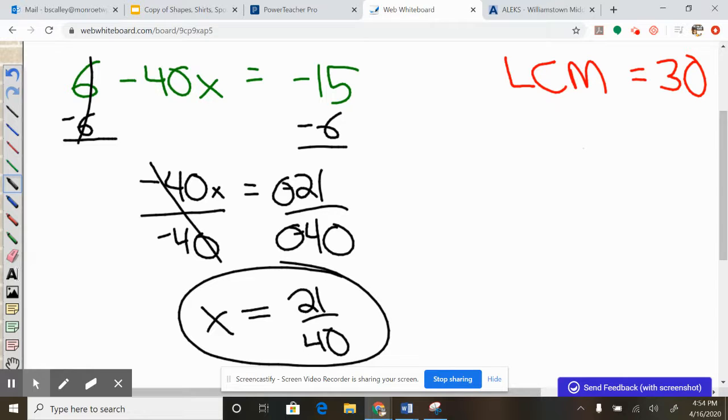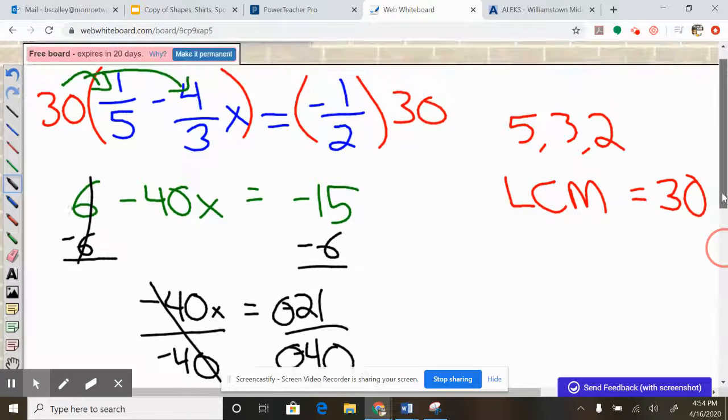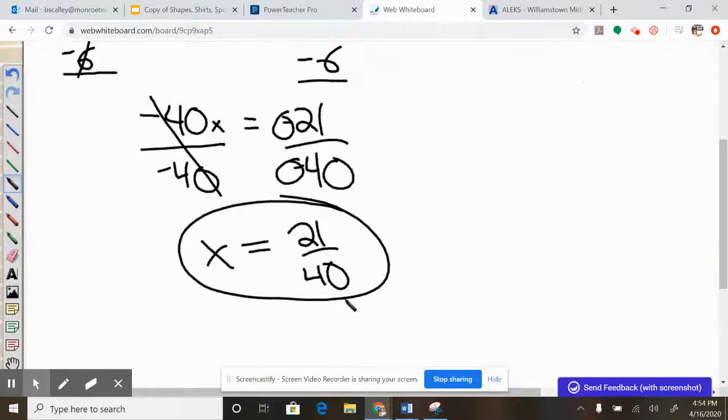Same answer as the last video, different method. I personally like this method better. I think working with the least common multiple, as long as you can find the least common multiple quickly, clears out those fractions and makes the problem a whole lot easier to work with. Now, our answer wasn't super pretty, but they don't all have to come out that pretty.